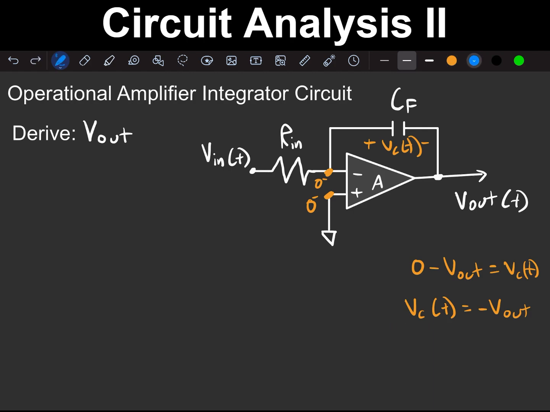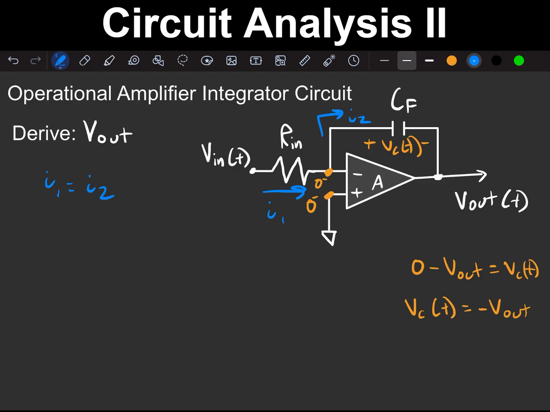So the next thing we're going to do is a very basic KCL at this node. Let's set up our 2 currents, I1 and I2. Remember that there is no current going through here because there is infinite impedance. Therefore, we know that I1 is equal to I2.